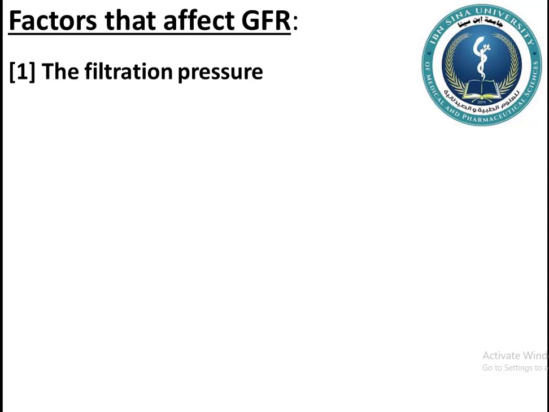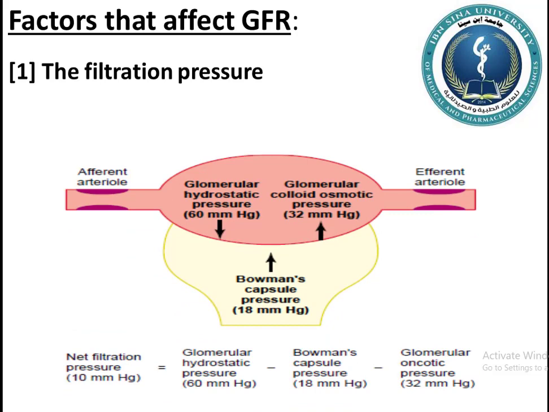The first is the filtration pressure. In this picture we can see the afferent arteriole coming from the renal artery, with a pressure in this artery called hydrostatic pressure. In the afferent arteriole, the hydrostatic pressure is about 100 mmHg. When entering the glomerular capillary, this pressure reaches 60 mmHg. This is the highest capillary pressure in the body. The hydrostatic pressure promotes filtration.